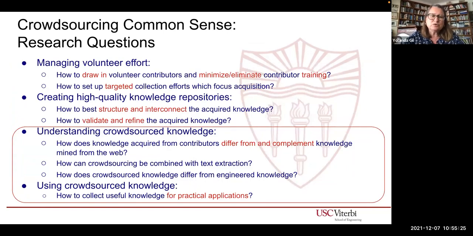Next. So to close, there are many challenges in crowdsourcing common sense knowledge. We were able to demonstrate that we can retain and manage volunteer effort and collect useful responses. But we'd like to continue to explore how these techniques connect with text extraction and to use all of this knowledge in practical applications.